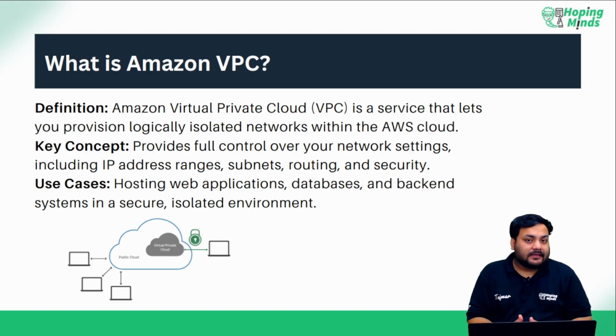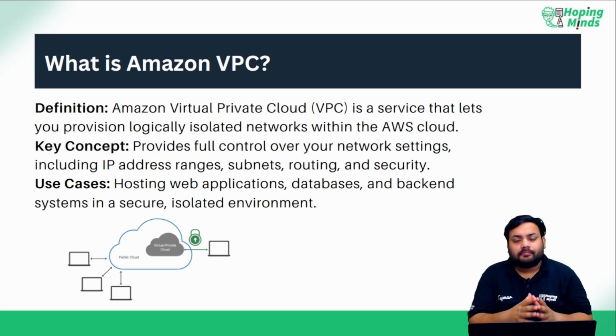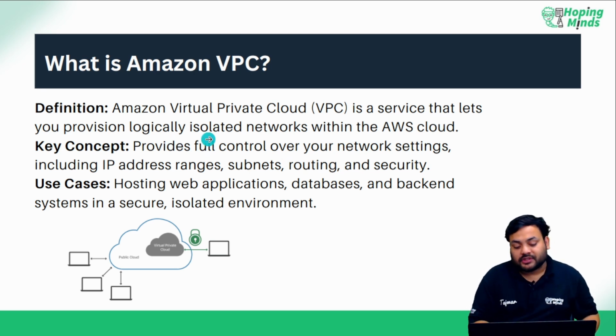So VPC actually stands for Virtual Private Cloud. Okay, so it's a virtual private cloud. Means it's a kind of private place, which is a kind of isolated place. If we try to understand the definition, it is saying Amazon Virtual Private Cloud is a secure service that lets you provision a logically isolated network within the AWS cloud.